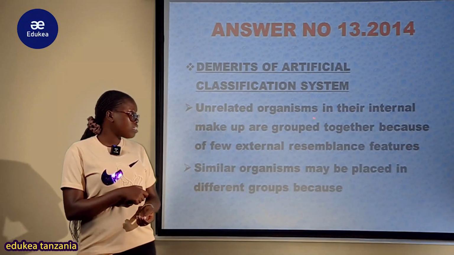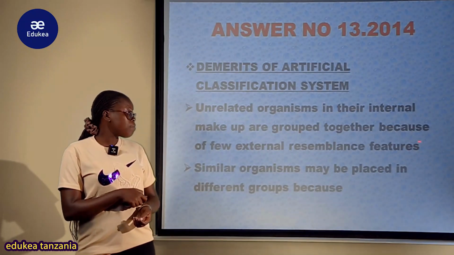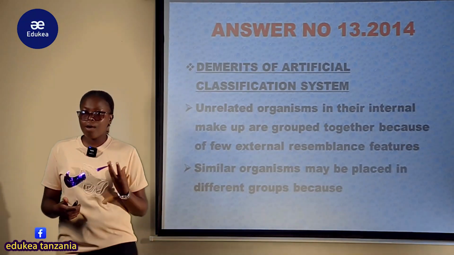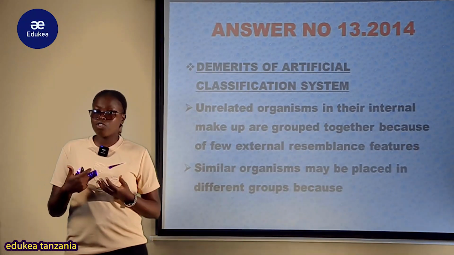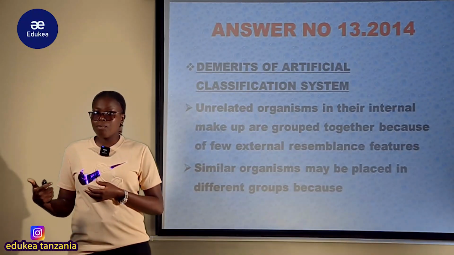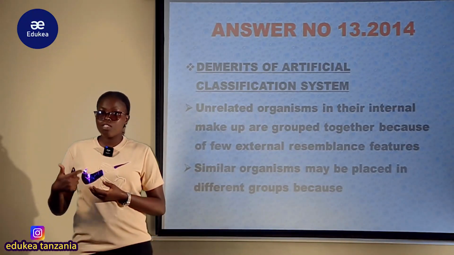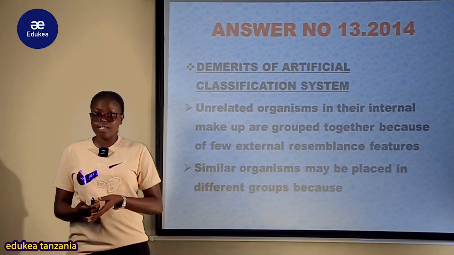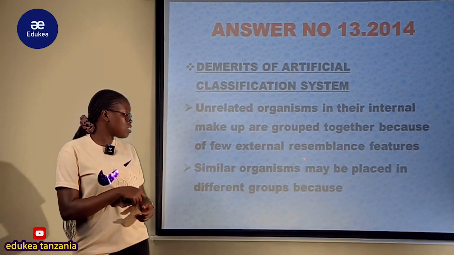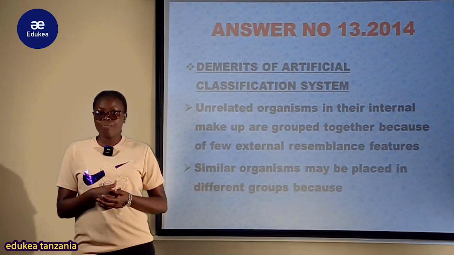So sema kwamba unrelated organisms in the internal makeup are grouped together because of few external resemblance features. Kwa kwamba organism ambao evolutionary wanakuwa hawafanani, lakini wanakuwa katika sehemu moja kwa sababu ya tabia au sifa chache alizonazo ambazo zinaonekana. And the similar organisms may be placed in different groups.